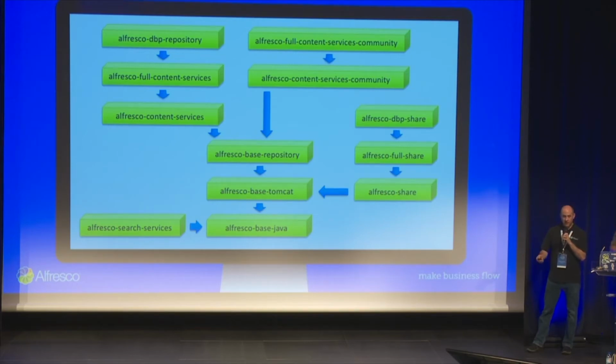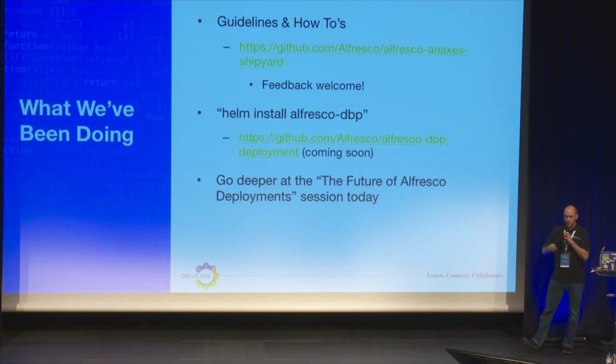So again, very early in the journey, but wanted to share where we were. As part of that process, we've come up with some guidelines for creating Docker images internally, and the Helm charts and processes that we need to follow, how to set up Kubernetes clusters, etc. So there's a repo there on GitHub, which was opened up to public a couple of weeks ago. So we'd love feedback on that.